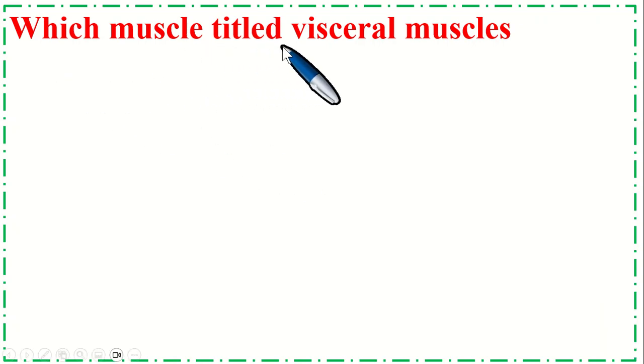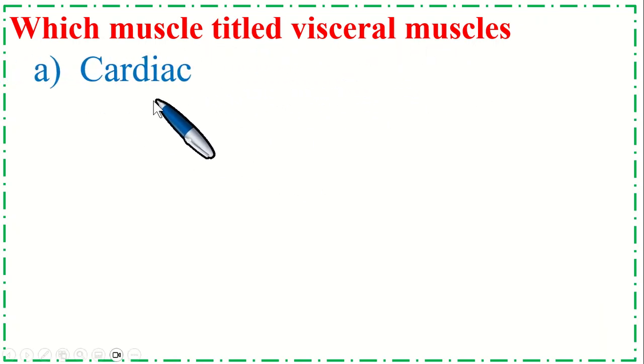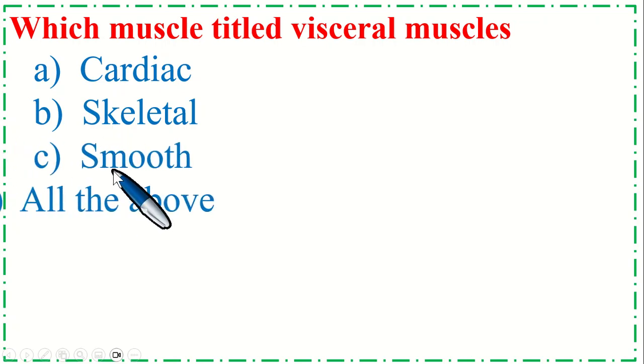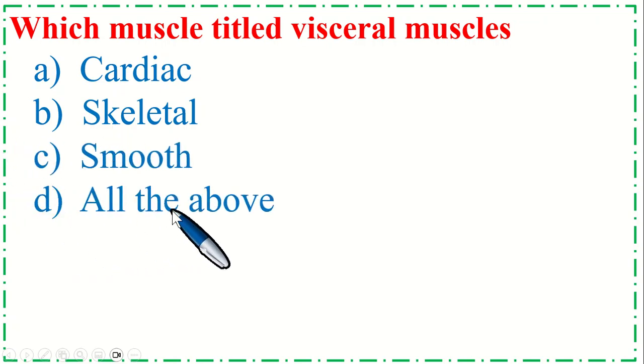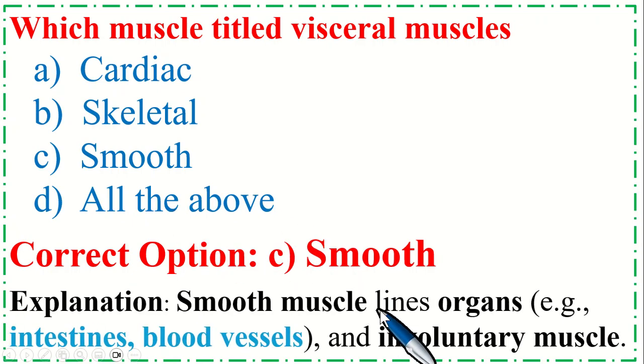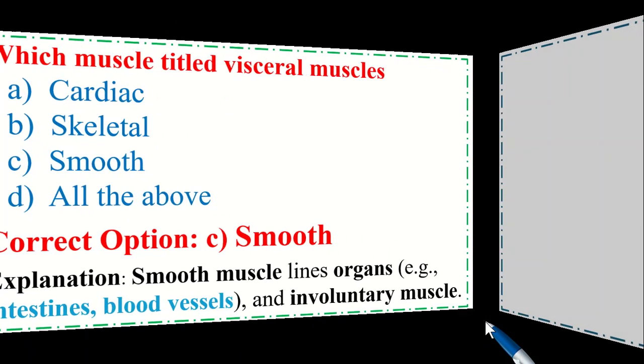Which muscle is the visceral muscle? Option A, cardiac; B, skeletal; C, smooth muscle; and option D, all of the above. So the correct option is C, smooth. The smooth muscle lines organs, for example intestines and blood vessels, and is involuntary muscle.